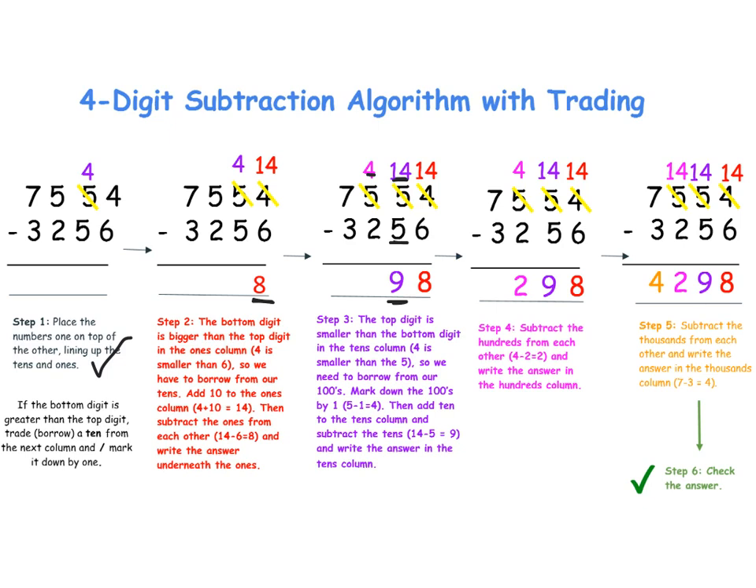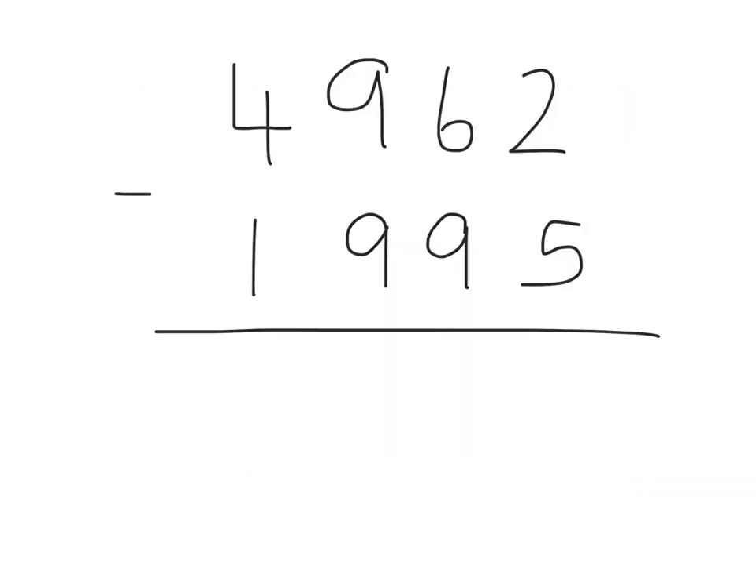Then we need to subtract the hundreds from each other. So 4 take away 2, and write the answer in the hundreds column, and then subtract the thousands. So 7,000 take away 3,000, and write the answer in the thousands column. So 7 take away 3 equals 4, and then check your answer. Now I'm going to show you an example.